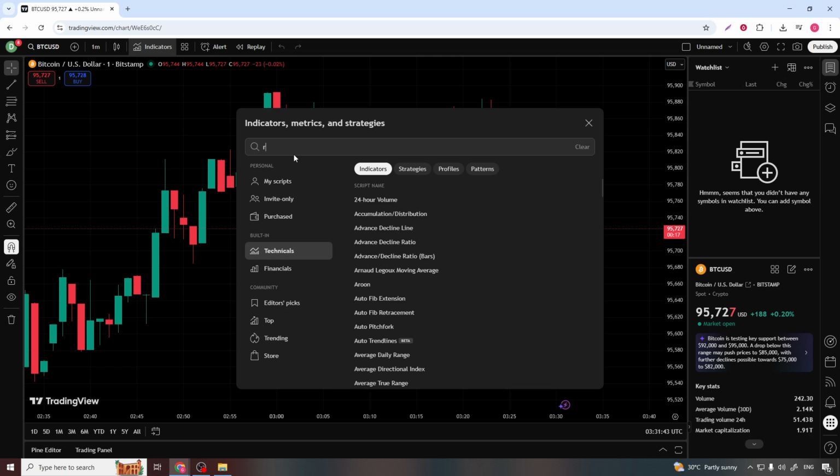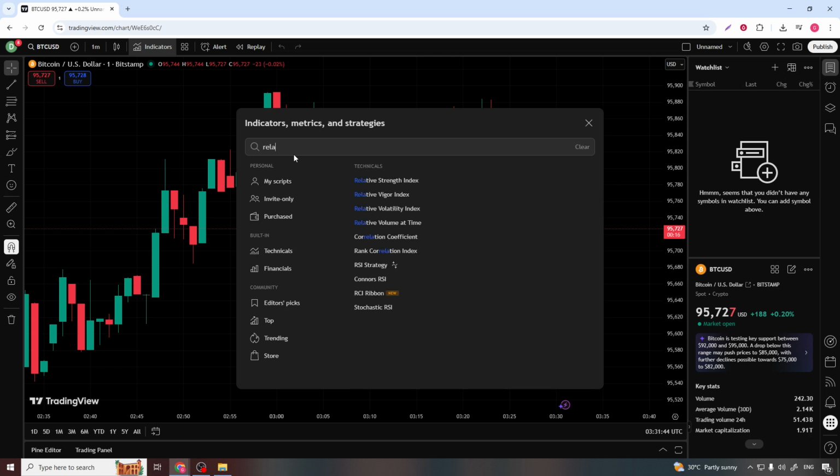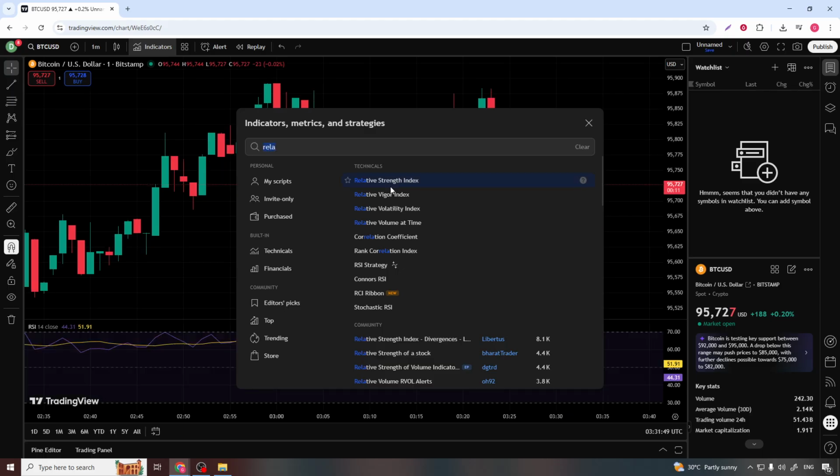This indicator is particularly beneficial when it comes to understanding the trading volume in comparison to previous trading volumes over a certain period. By doing so, it provides an insight into whether the current volume is higher or lower, giving you a better grasp of trading dynamics and potential shifts in trends. Once you've located the relative volume index in the list, click on it to add it to your chart.